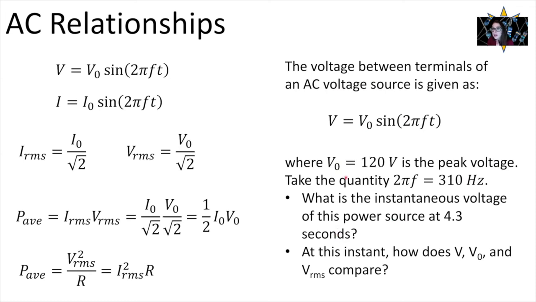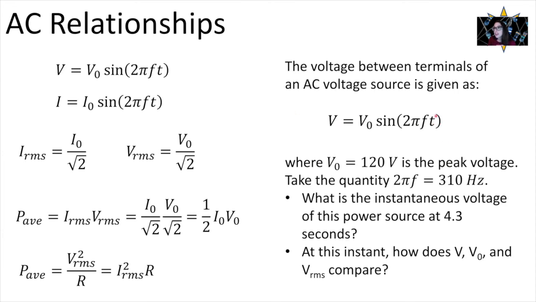To find that, you'll use this equation right here. You've got your peak voltage, 120 volts, goes right in here. Sine, be in radian mode. 2 pi f is going to be 310 hertz. And then you multiply that by the time at which we're evaluating this potential, which is 4.3 seconds.